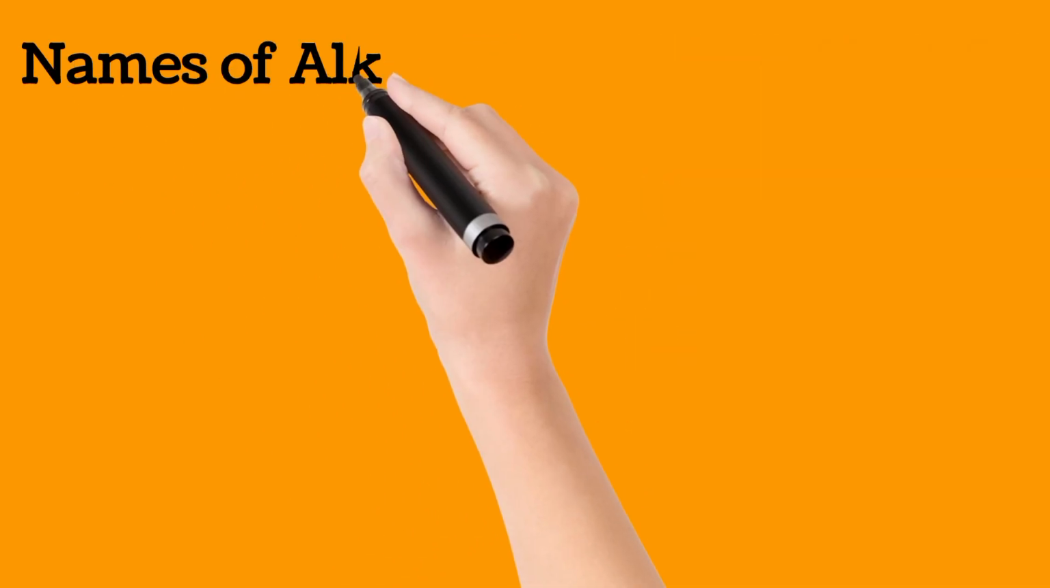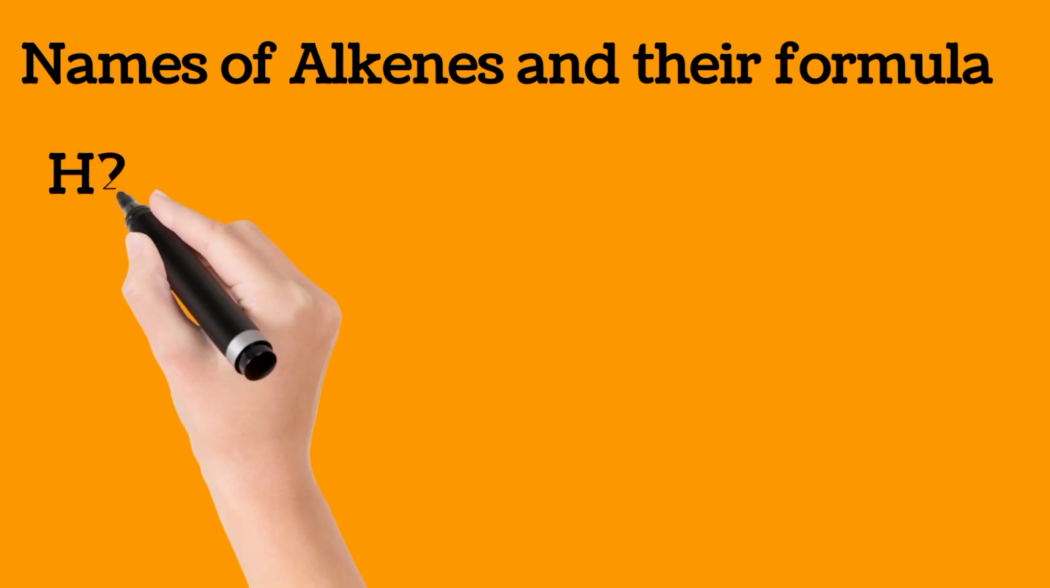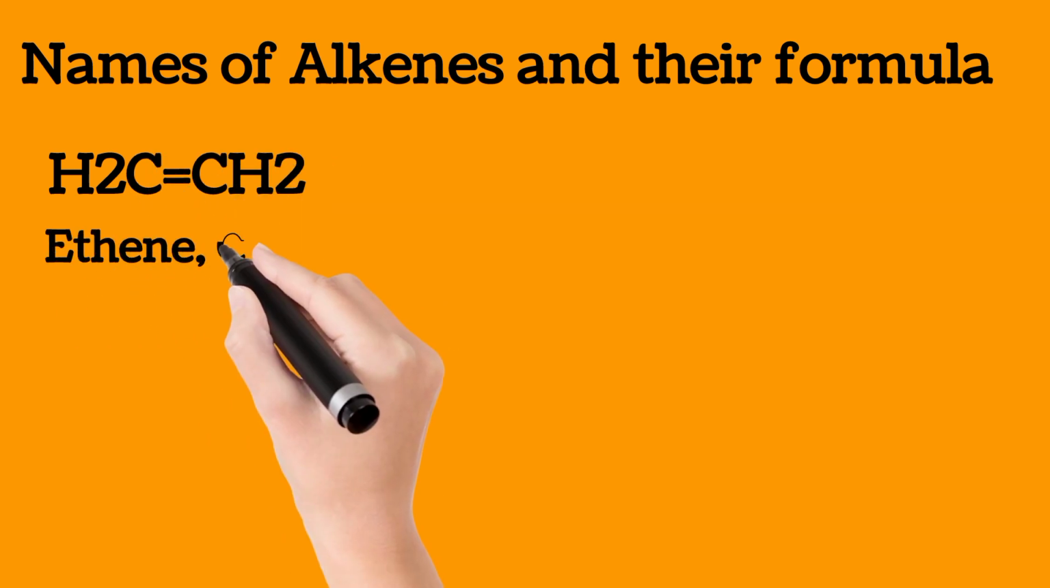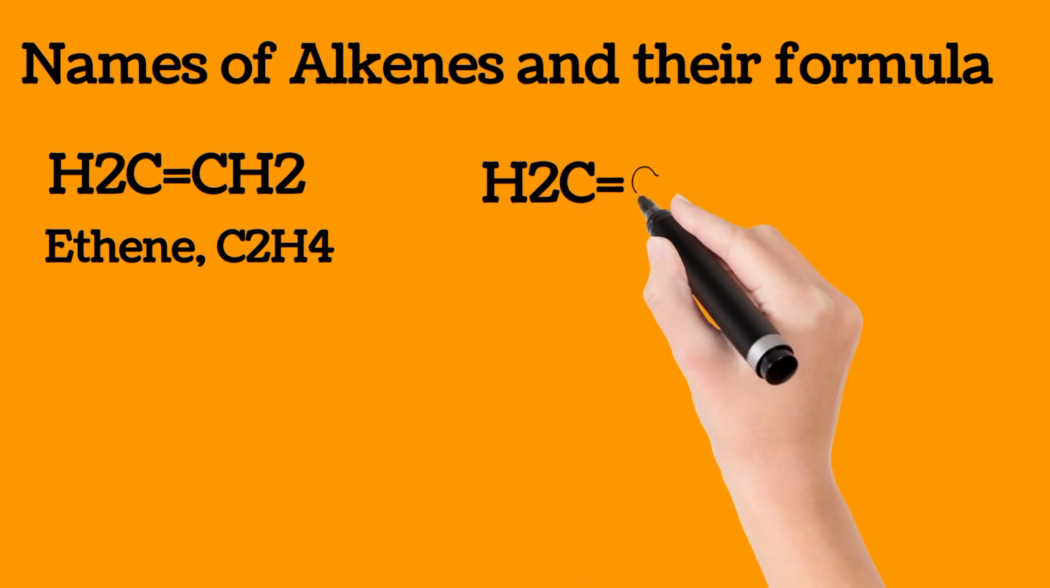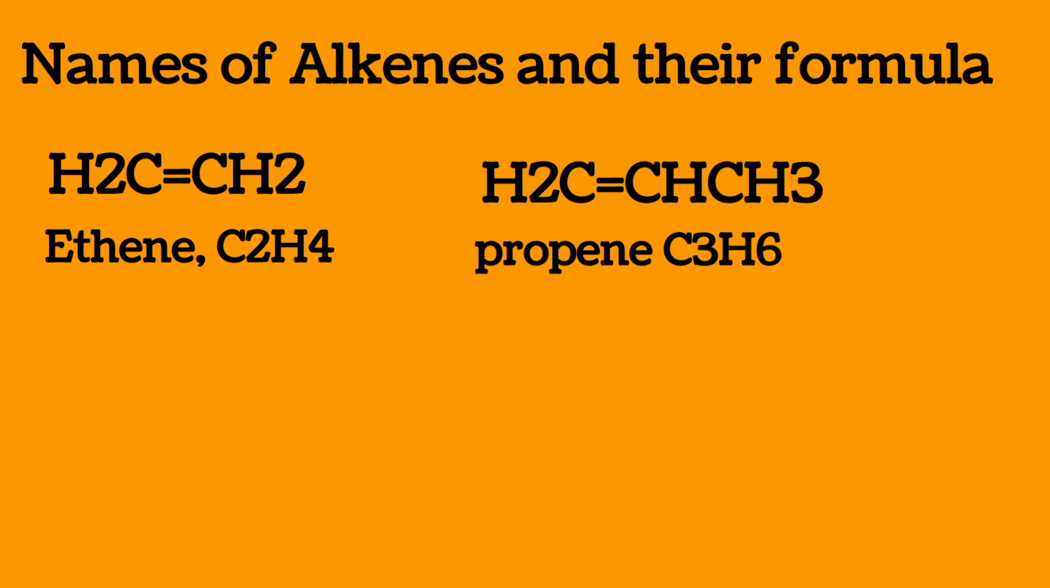Examples and names of members of this series include, let's look at the structure. We have ethene, CH2=CH2, that is C2H4, that is ethene. Remember, the tetravalency of carbon is always maintained. We also have propene, C3H6, that is the structural formula up there.